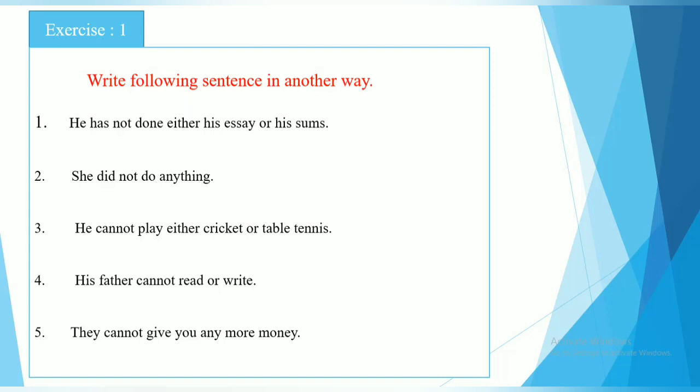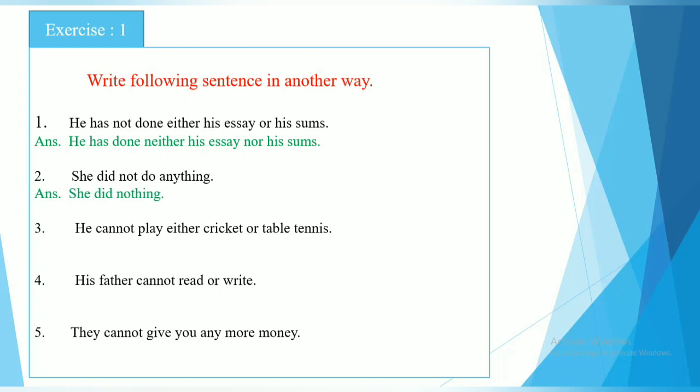Write the following sentences in another way. Here is the one format, and you can write in another format, where you can also use the negative words. Number 1. He has not done either his essay or his sums. Can you give the answer? He has done neither his essay nor his sums. Number 2. She did not do anything. Answer is, she did nothing.